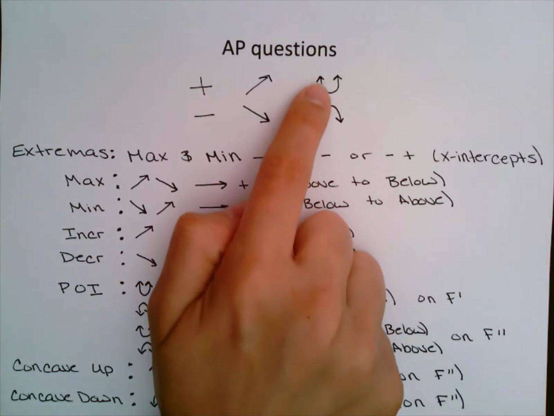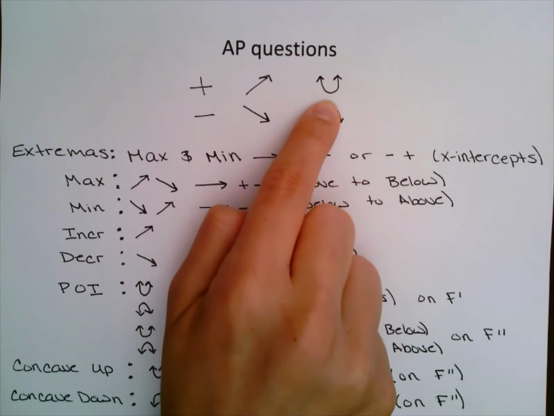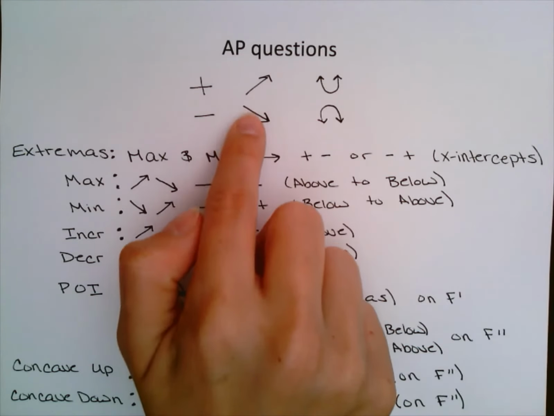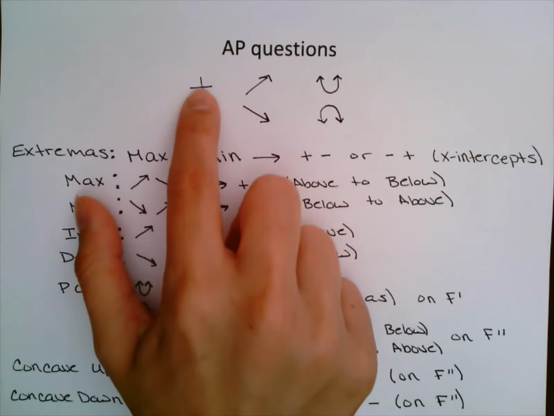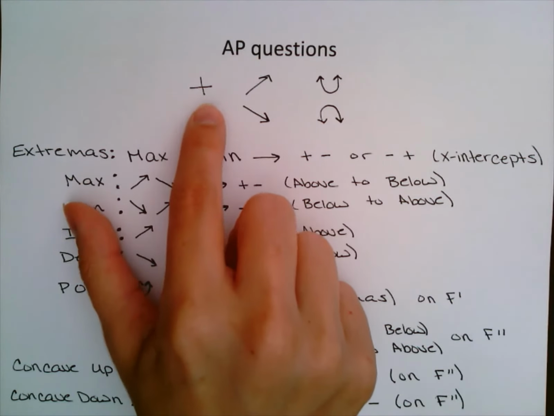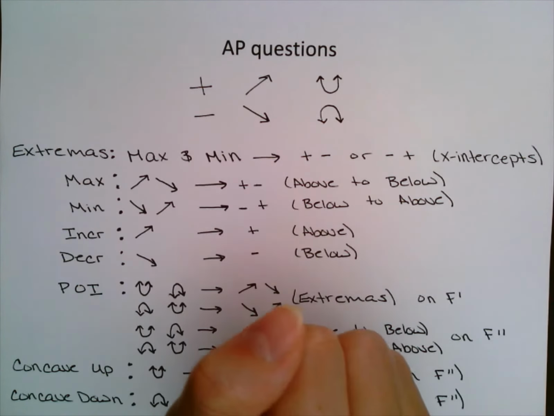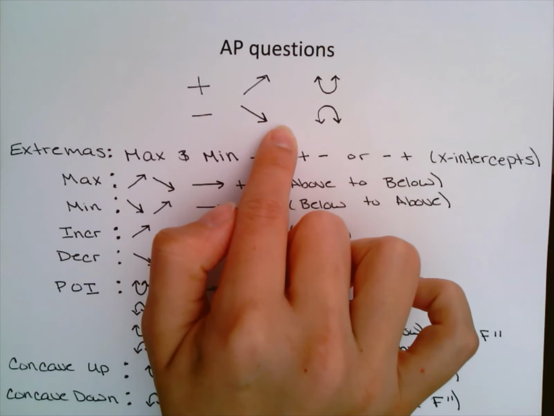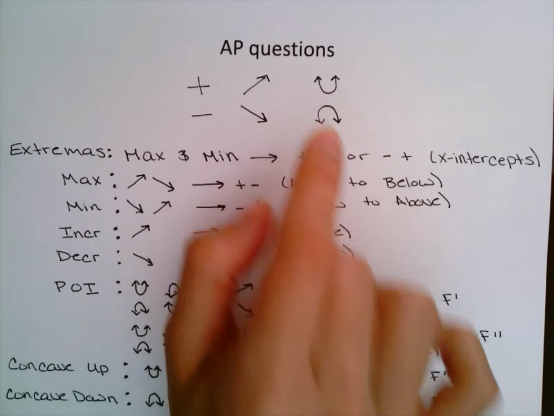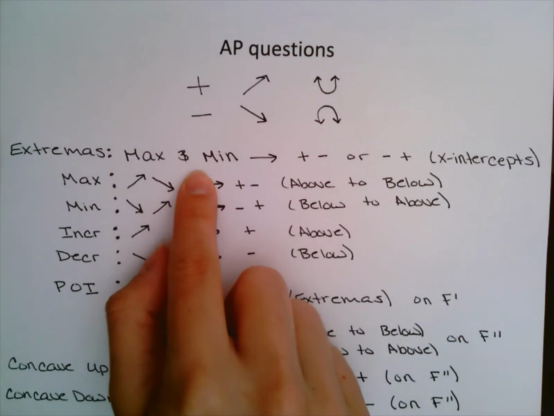So now in between concavity will be points of inflection. In between increasing and decreasing, we will find extremas. And in between being above and below the x-axis, we will find x-intercepts, okay? If you can understand that, this is going to be your goal to solving all of these. So let's talk some details really quick. Extremas are max and mins.